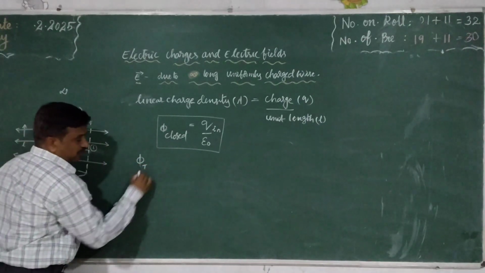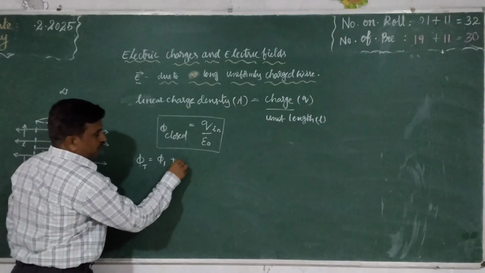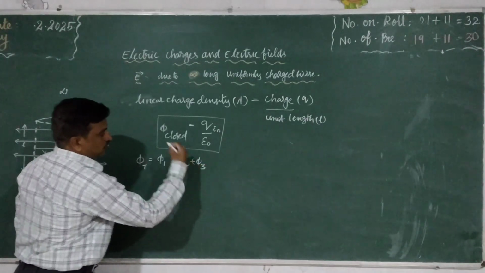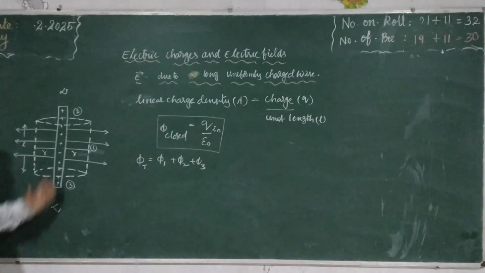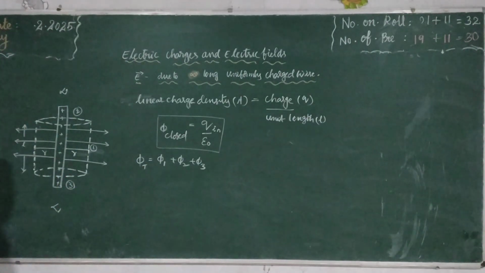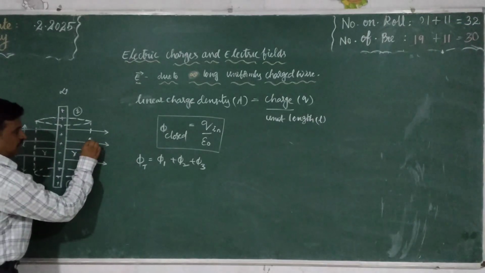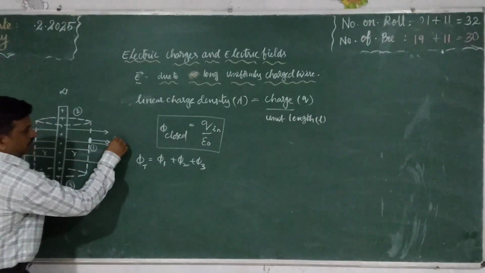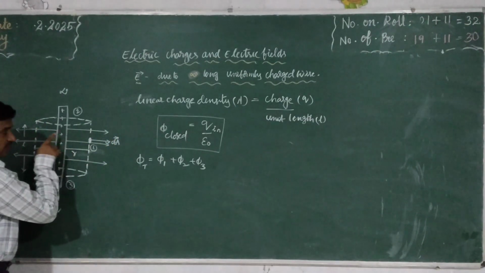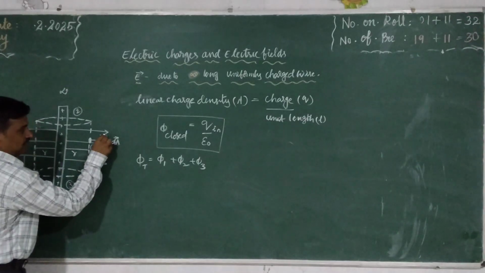First, total flux equals phi 1 plus phi 2 plus phi 3, because there are three surfaces. We find the flux through each surface. For that, we first select a small part, a small area, because Coulomb's law is valid only for point charges. So we select this small area. In this one, dA is the area vector. The electric field is in this direction only; E is the electric field.